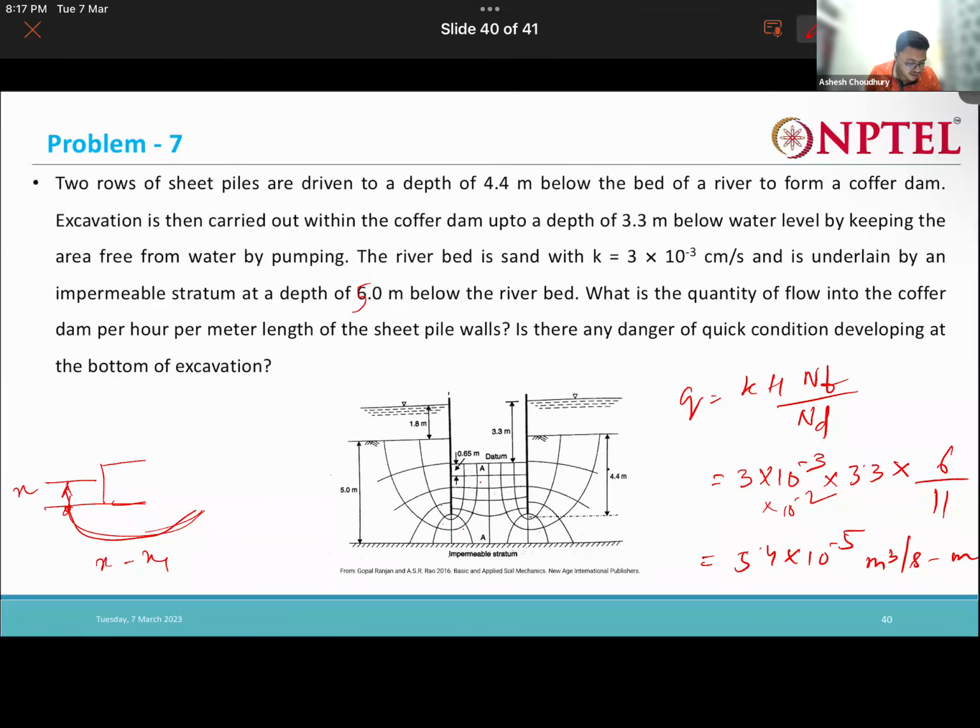So now they have asked us to calculate whether there is any danger of quick condition developing at the bottom of the excavation. So here at the bottom, please tell me, first tell me what is my hydraulic gradient at the exit? Means here, what is my hydraulic gradient? So total head lost is 3.3 meter across 11 drops. So in one drop from here to here, what will be the head loss? 3.3 divided by 11, right?